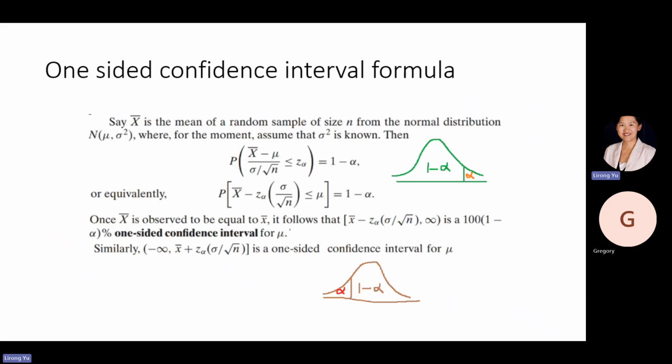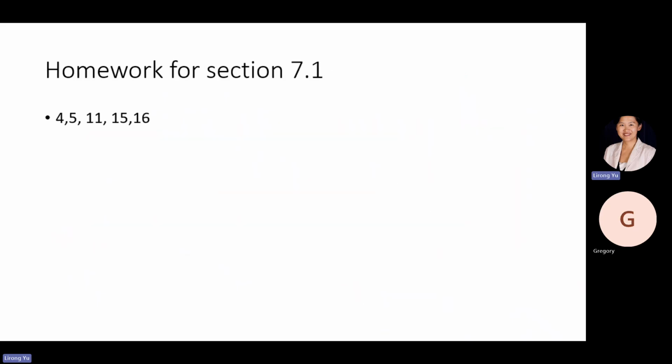Another scenario is negative infinity to x bar plus z alpha times sigma over root n. That's when the only concern is the upper bound in question. So that's the formula. You only want to find the lower bound, right? This is the formula. The last line of formula is when you only want to find the upper bound. In any case, the upper bound is x bar plus the margin of error, and the lower bound is x bar minus the margin of error. So it's the same thing, two-sided or one-sided confidence interval. The only difference is the z in question. So those are the one-sided confidence interval formulas.